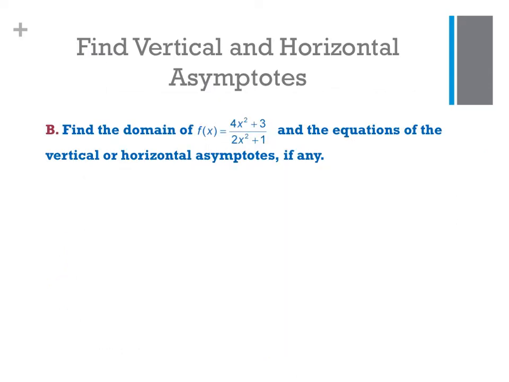Alright, we're going to take another look at a different example here. Finding the domain of the function f of x when f of x is equal to 4x squared plus 3 over 2x squared plus 1, and the equations of the vertical or horizontal asymptotes, if any. So, we're looking at three things. Find the domain first. Then we will look at the vertical and horizontal asymptotes, if there are any.